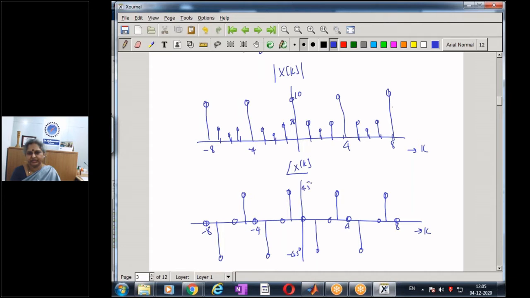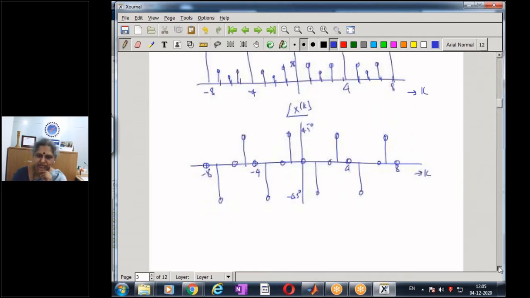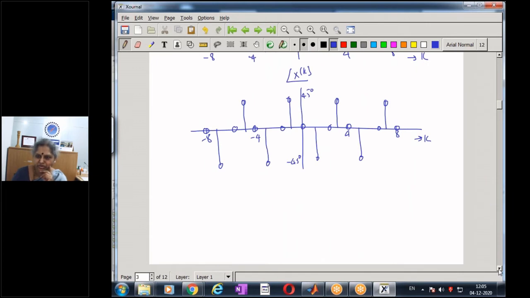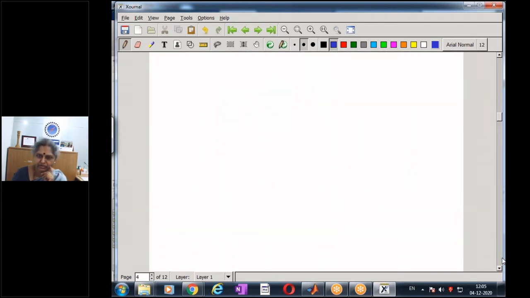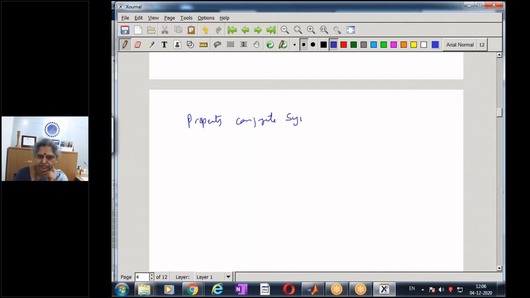This is what we have the phase plot as, and then we see that it is periodic, and we can plot the magnitude and the phase plot of any given sequence. So now let's move on to another property of the discrete Fourier transform, the second property, which we call the property of conjugate symmetry. Conjugate symmetry for real x of n.